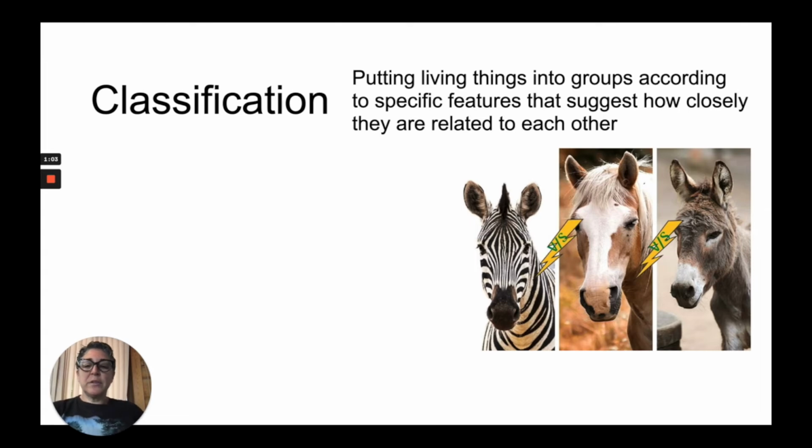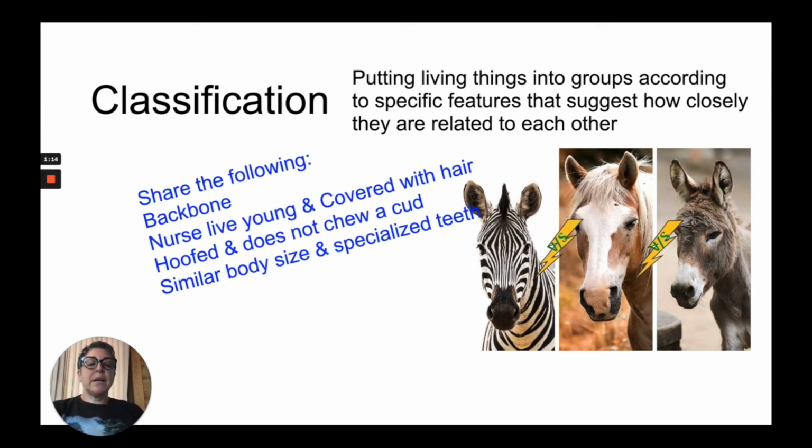When we consider the idea of classification, which means putting living things into groups according to specific features that suggest how closely they are related to each other, we can take a look at a zebra, a horse, and a donkey. These organisms share a backbone, they all nurse live young and are covered with hair, they have hooves and they do not chew a cud, they are similar in body size and the fact that they have specialized teeth.